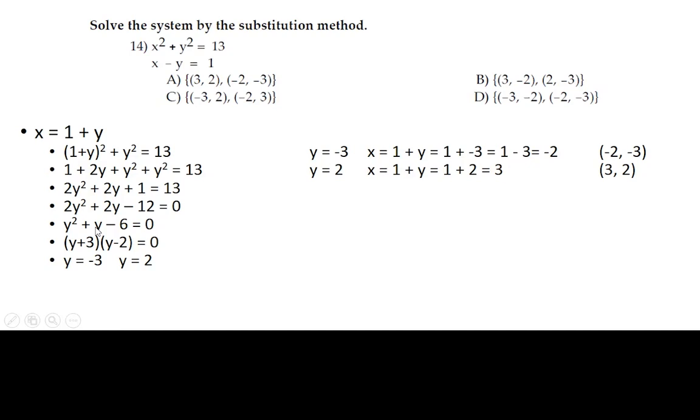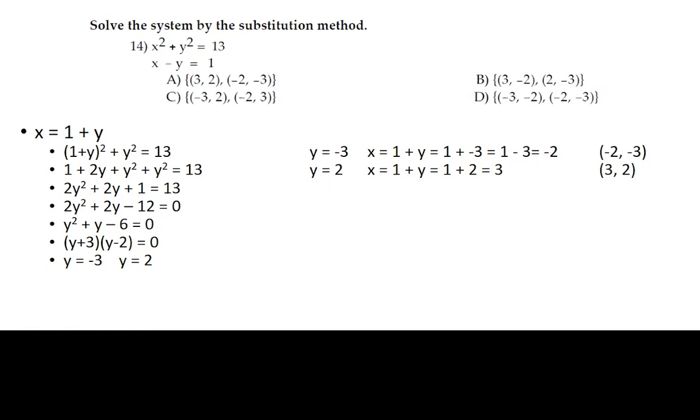Multiplying to negative 6 and adding to 1, those would be positive 3 and negative 2. So this factors: y plus 3 times y minus 2 equals 0. Using the zero product property, y plus 3 equals 0 implies y equals negative 3. Y minus 2 equals 0 implies y equals 2. So we did get 2 answers: y equals negative 3 and y equals 2.